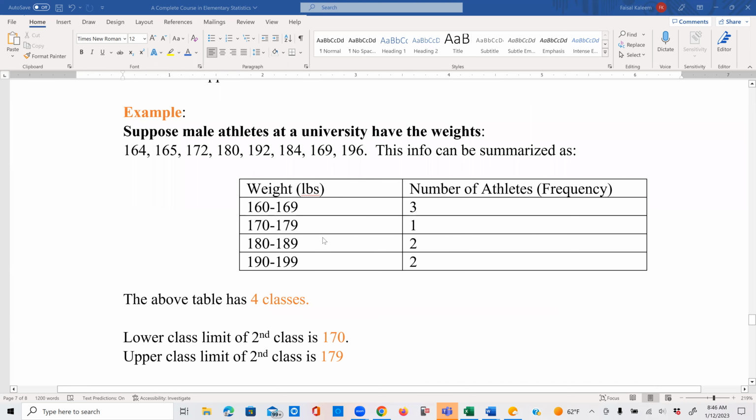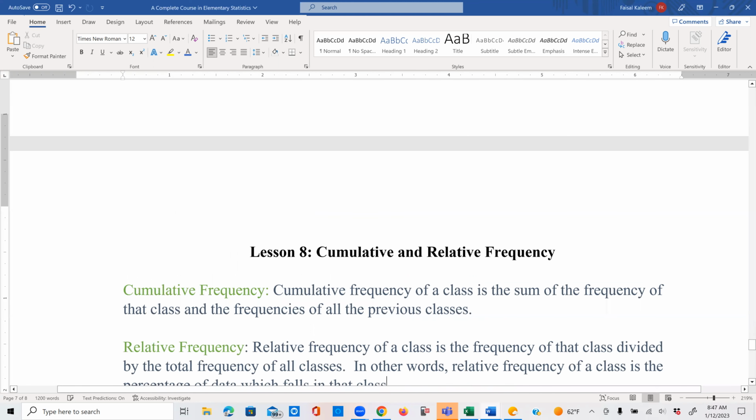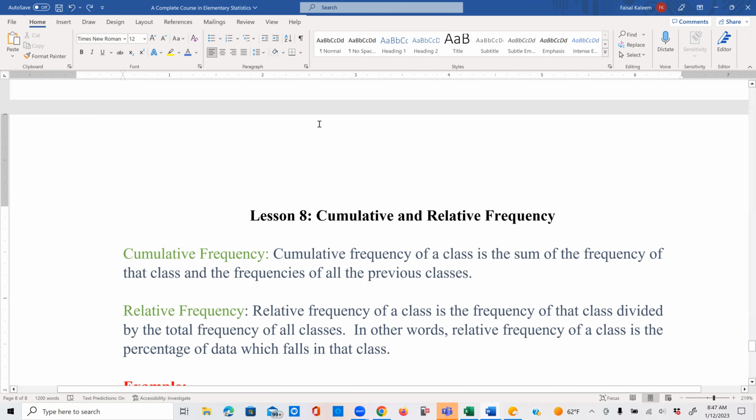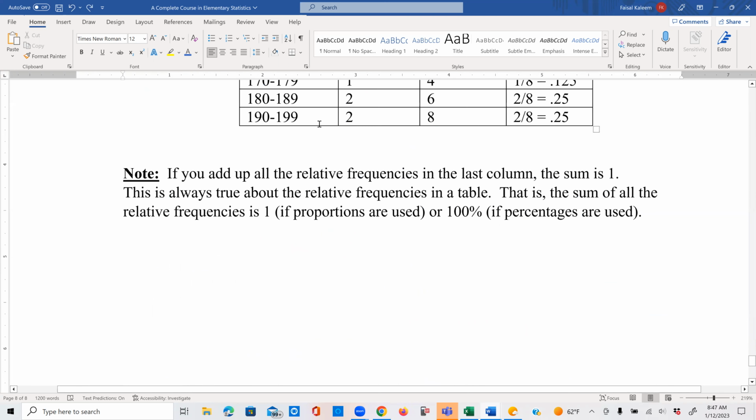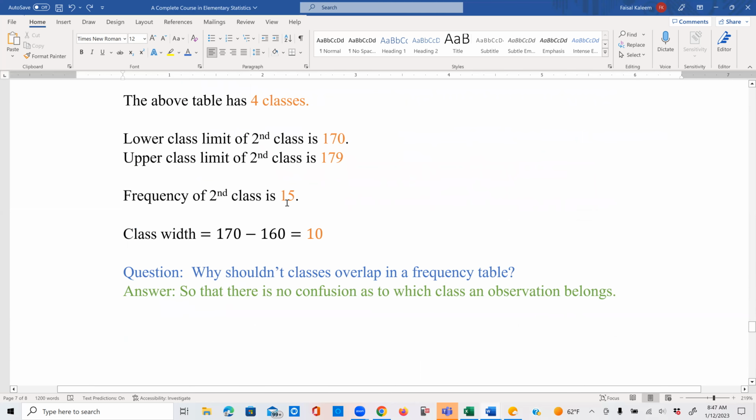So here we have four classes, and if you are asked the limits of the second class, the lower limit of the second class is 170, and the upper limit of the second class is 179. And if you're asked the frequency of any class, for example, the frequency of the second class, the frequency of the second class is actually 1. Frequency of the second class is not 15, but 1.